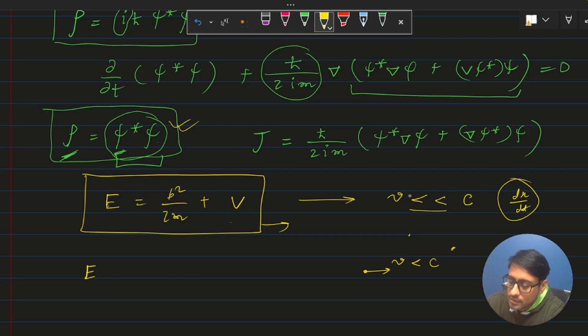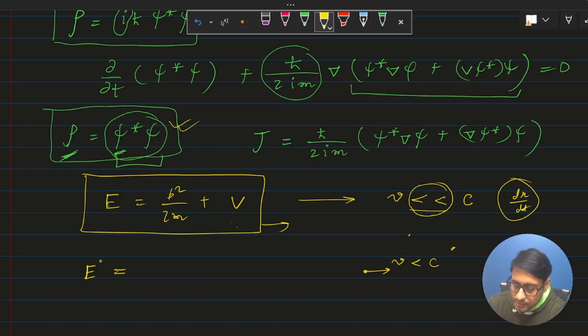You can see the terminology here. The velocity can be much less than the velocity of light, or it can be comparable to the velocity of light. For any particle which is relativistic, by relativistic I mean the velocity is somewhat higher, it will always be less than the velocity of light. So the energy expression cannot be written like this.